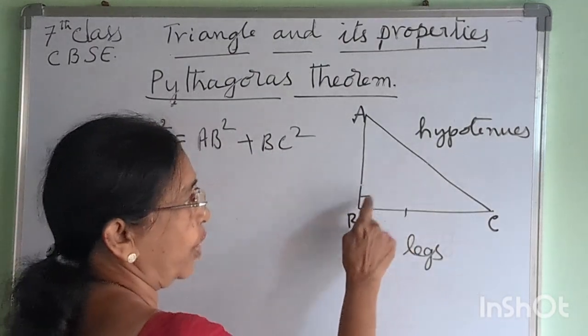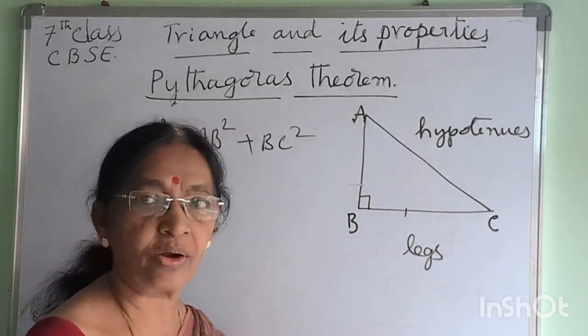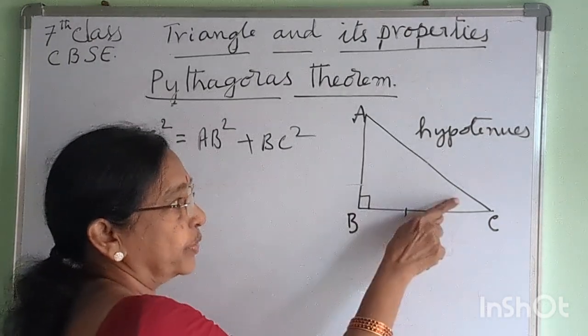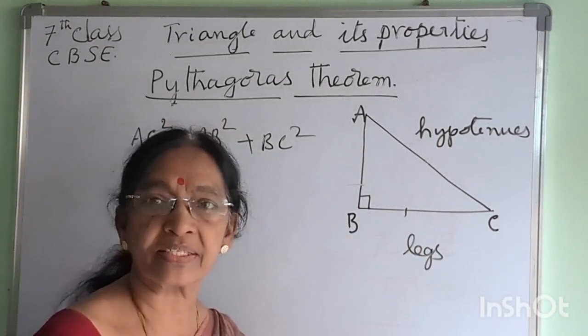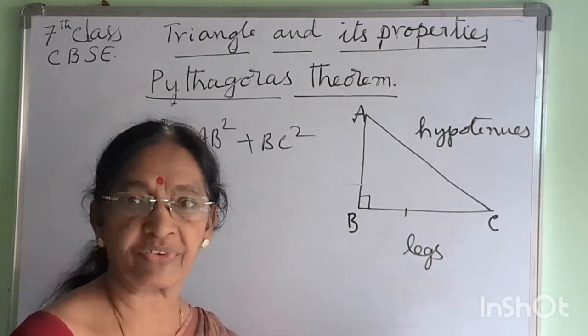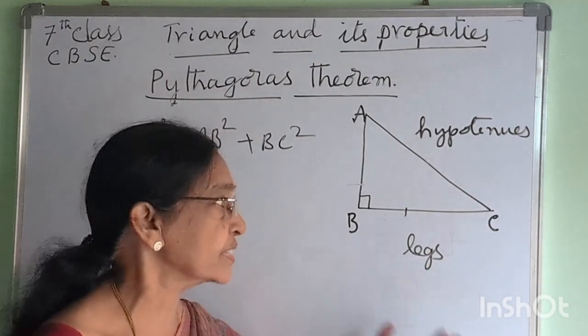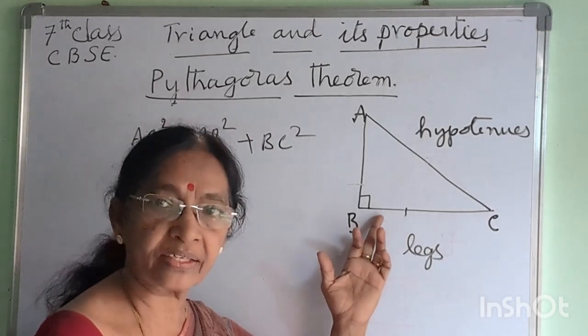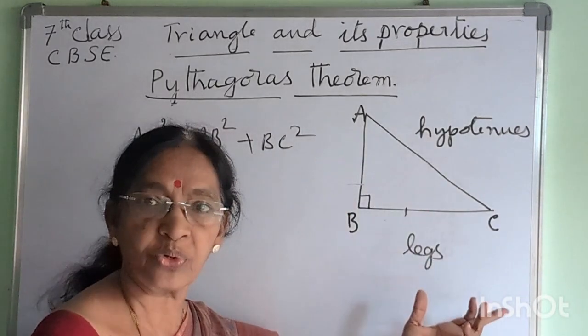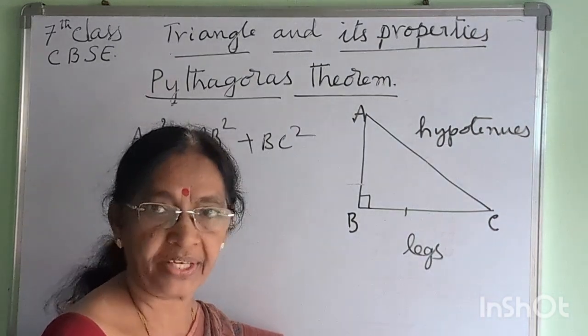The side which is opposite to the right angle is called hypotenuse, and the sum of the other two angles is equal to 90 degrees, because the sum of the three angles of a triangle is equal to 180 degrees, and one angle in the right angled triangle is 90 degrees. Therefore, the sum of the other two angles is equal to 90 degrees.